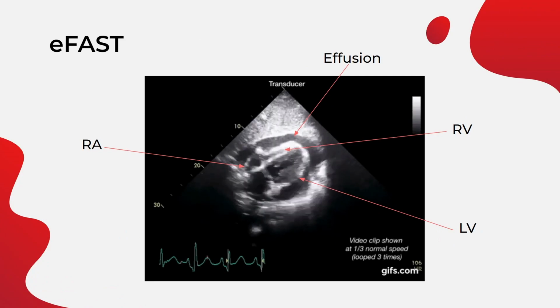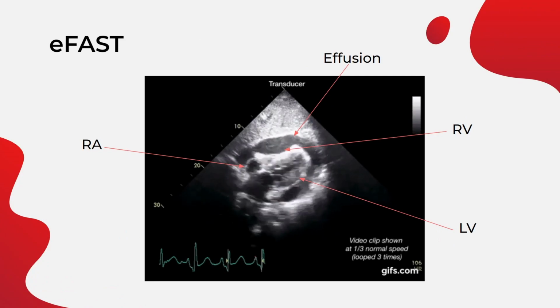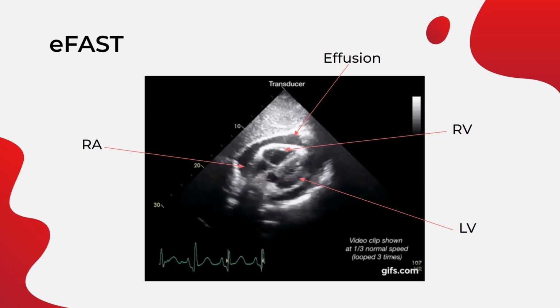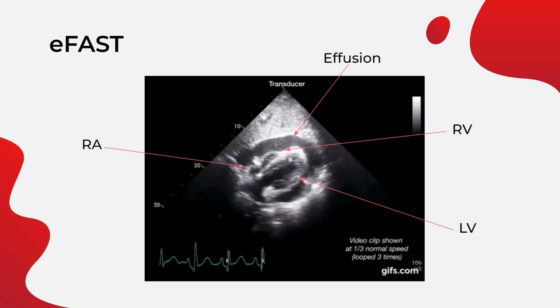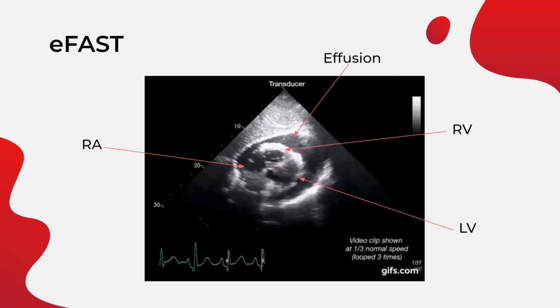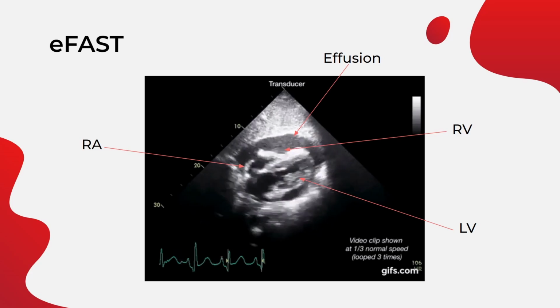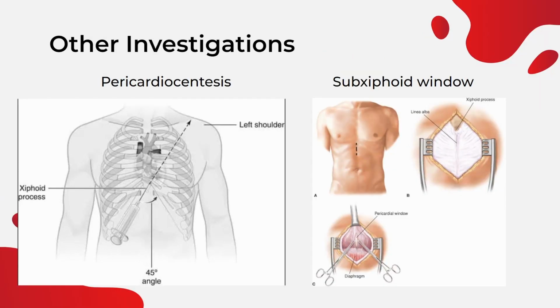The FAST scan allows for rapid identification of pericardial effusion. Here is a subcostal view with the right ventricle anteriorly, the left ventricle, and a large area of hypoechoic material representing pericardial effusion. Also shown here is diastolic collapse of the right atrium and ventricle. IVC dilatation is another finding not present here. Although pericardiocentesis and subxiphoid pericardial window have been shown to accurately diagnose hemopericardium, these techniques are invasive and time-consuming, and are not typically performed in favor of a fast assessment followed by operative management if indicated.